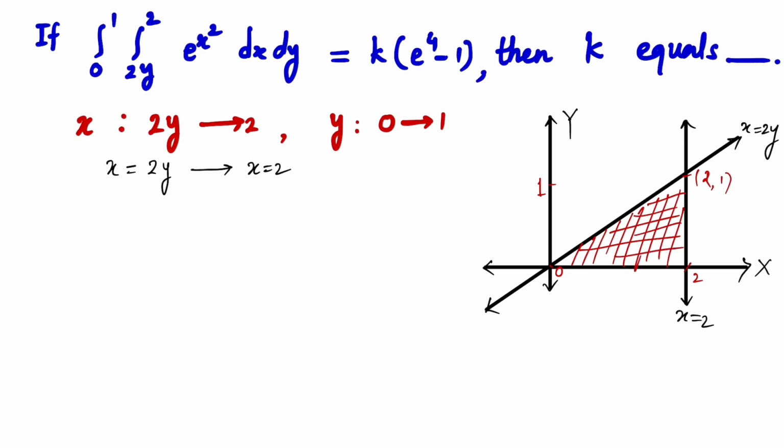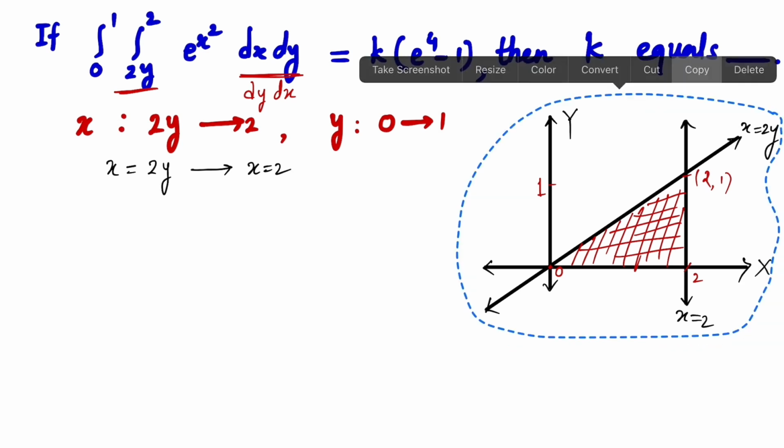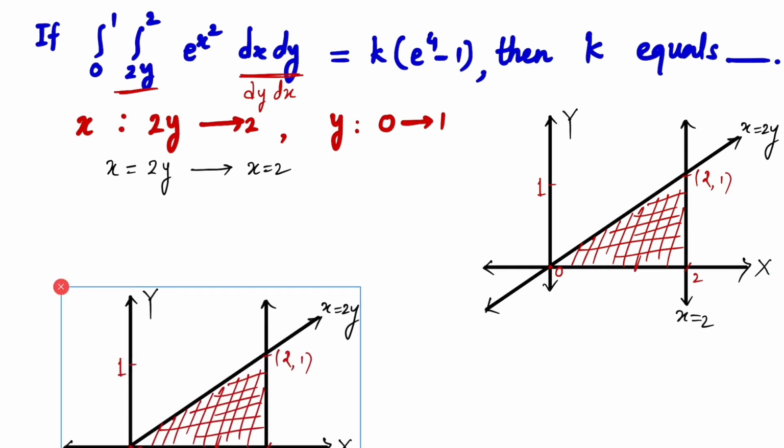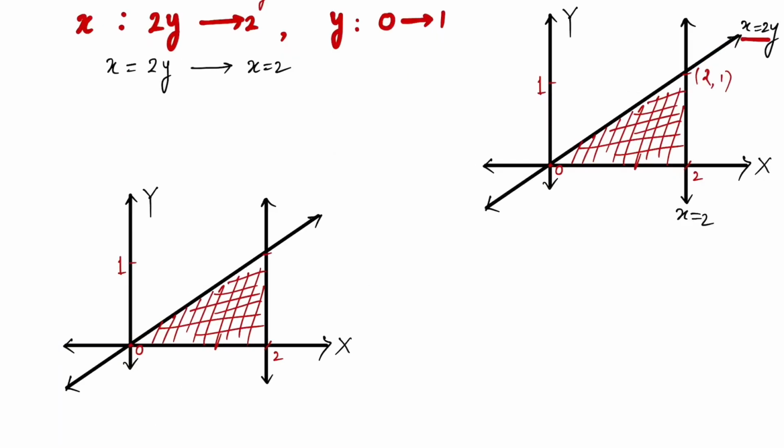Now we have to change the order, right? We have to change the order. That means we have to take this dy dx, right? So for that we have to change the limits. So now here let me just copy this diagram, because we have to change the limits. Now look at the limits. So here we have x is equal to 2y. So you write y in terms of x. That means what? We can write this as y is equal to x by 2, right? So this line is y is equal to x by 2.